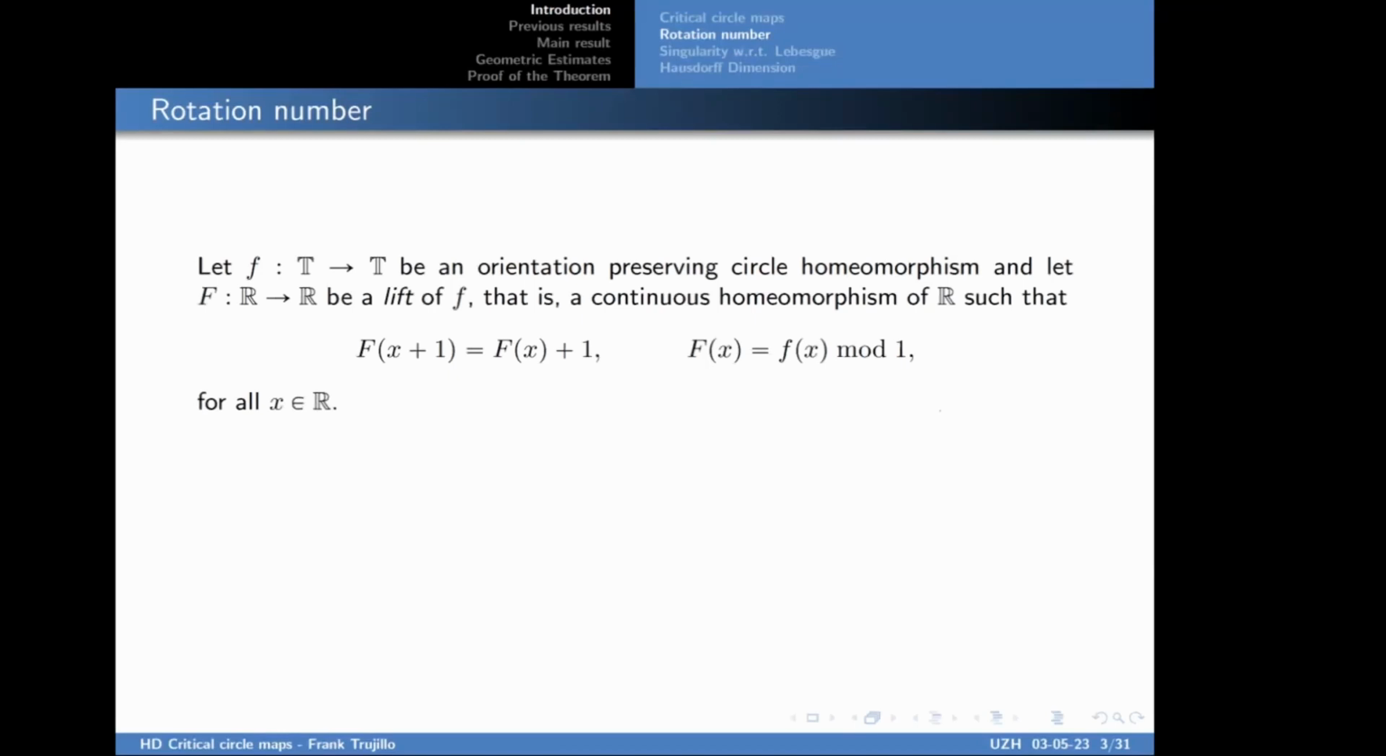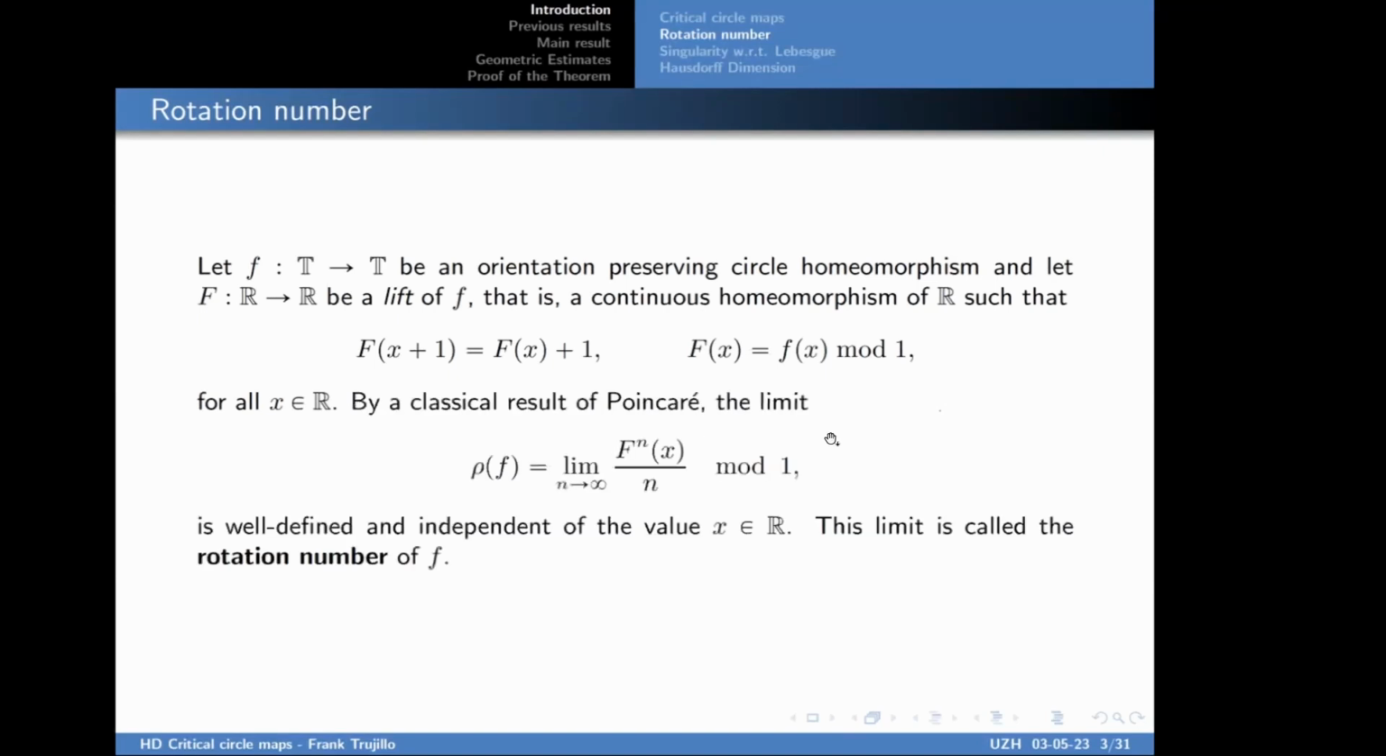And once I go to the lift, so I go to an increasing map from R to R, I am able to define this limit. This quantity, F^n, is basically telling me how much my point has moved after n iterations of my map. And then when I divide by n, I'm basically taking the average of this displacement, and I just consider the limit. This is what we call the rotation number of F, and it turns out that it does not depend on the initial point I consider. It does not depend on the lift. So it's a well-defined quantity, which again is basically the most important invariant in circle maps.